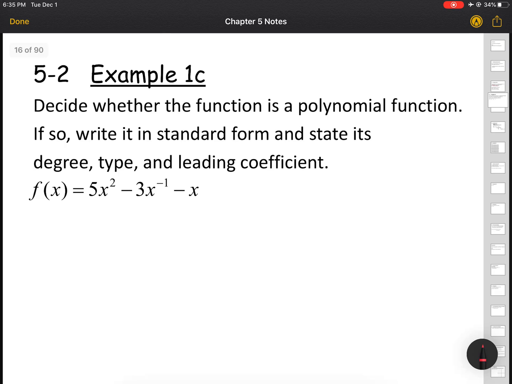Another one here. Okay, if I go along here, I have exponents 2, negative 1, and regular 1. Well, right off the bat here, I see a negative 1. I can only have positive whole numbers for it to be a polynomial function. So since I automatically have that negative 1 there, it is not a polynomial function.